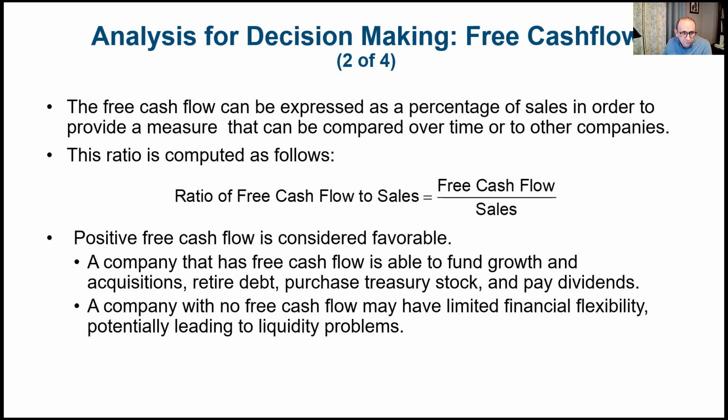Simply, we get the free cash flow that we just calculated in the previous slide and divide it by sales. If we have a positive free cash flow, this is considered to be favorable. A company that has free cash flow is able to fund growth and acquisitions, retire debt, purchase treasury stock, and also pay dividends. A company with no free cash flow may have limited financial flexibility, potentially leading to liquidity problems.